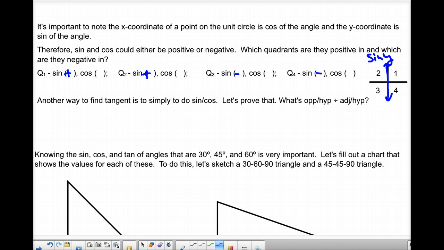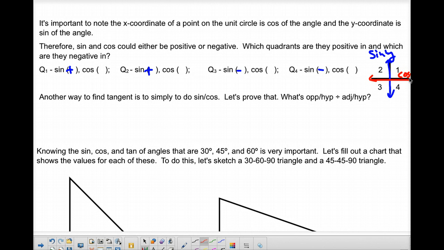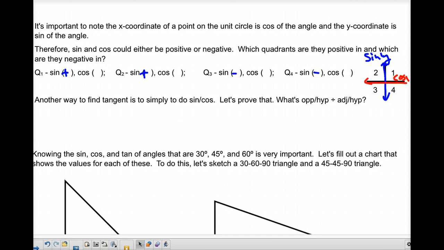Now, I don't like the way I wrote this. This isn't meant to be like an x and a y where you've got coordinates, because I'd have it backwards. Cosine goes with the x, sine goes with the y. So if I wanted you to write a point as an ordered pair, you do cosine comma sine. Okay? So we've got cosine x.